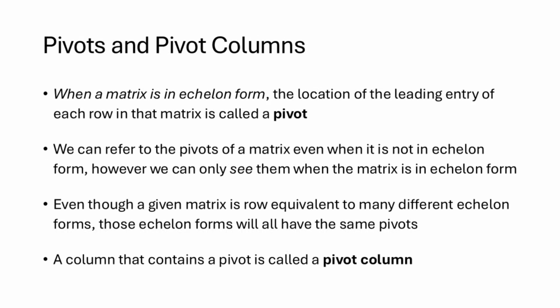To help us understand the row reduction process, we need to understand what a pivot and a pivot column is. Once a matrix is in echelon form, the location of the leading entries of each row of that matrix is called a pivot. We can refer to the pivots of a matrix even when it's not in echelon form, but we can only see those pivot locations once the matrix is in echelon form. And even though a given matrix is row equivalent to many different echelon forms, those echelon forms will all have the same pivots. A column that contains a pivot is called a pivot column.